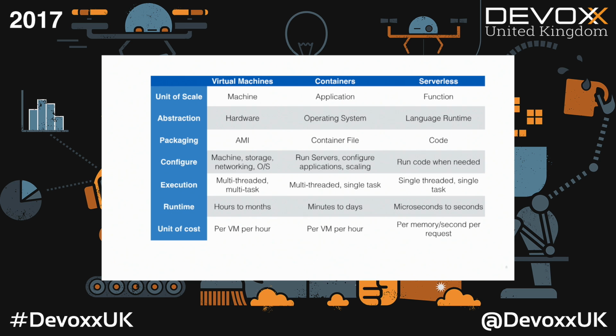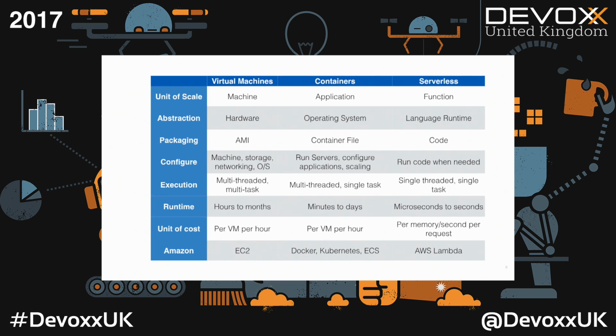If you look at containers, pricing is per VM per hour as well, because essentially that's where your containers are running. In terms of serverless, it's down to the granular level, where you're saying per memory second per request. And I'll talk about AWS Lambda, which will compare and contrast these things.